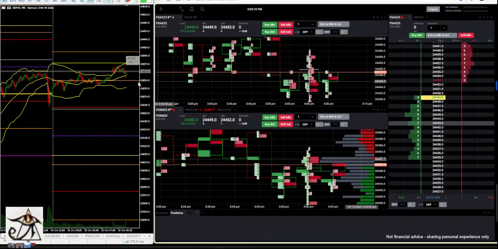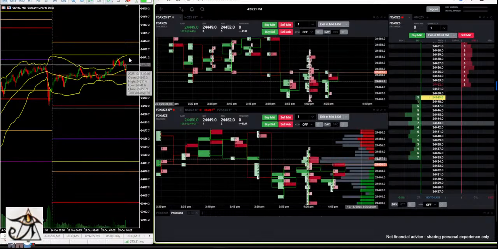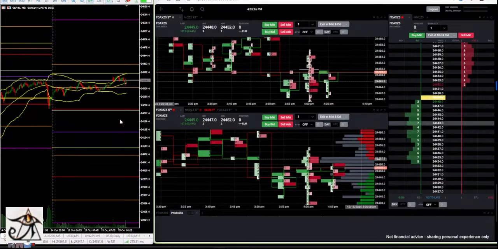But it's really just a matter of waiting for the market to pick a direction and either head towards the target or just drift upwards.